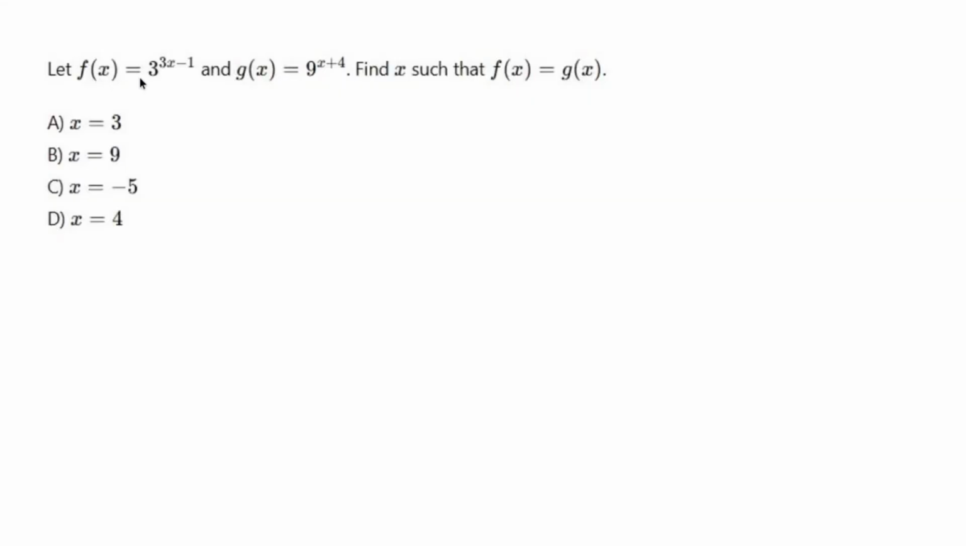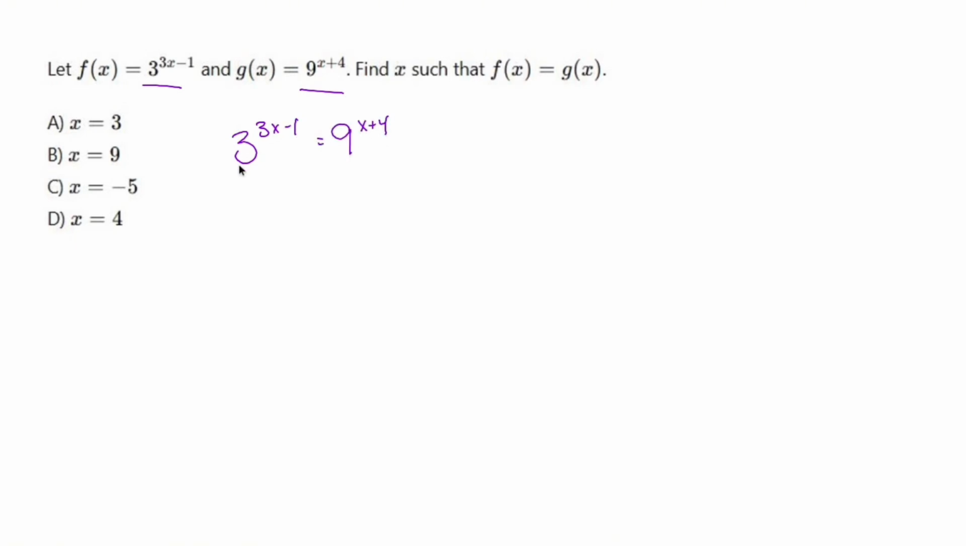Let f of x equals 3 to the 3x minus 1 and g of x equals 9 to the x plus 4. Find x such that f of x equals g of x. Well, that's just fancy talk for let's set these guys equal to each other. So 3 to the 3x minus 1 equals 9 to the x plus 4.